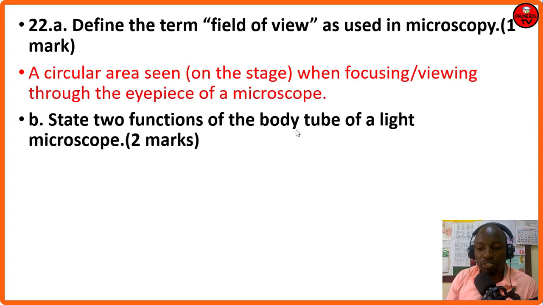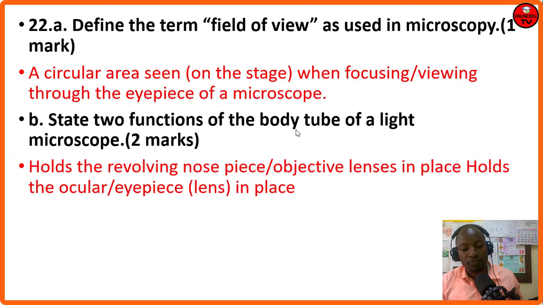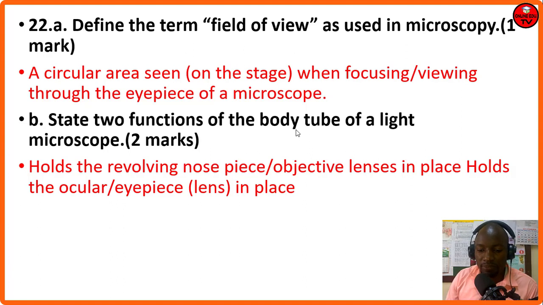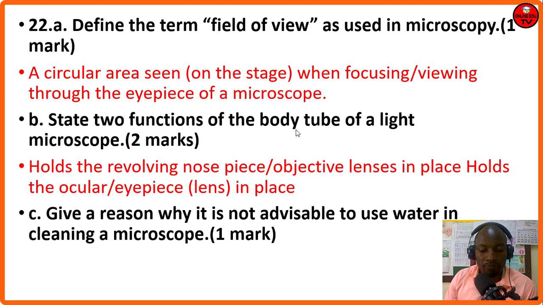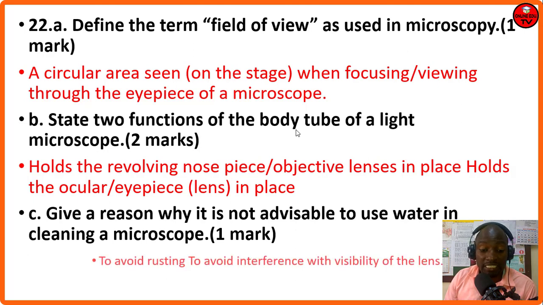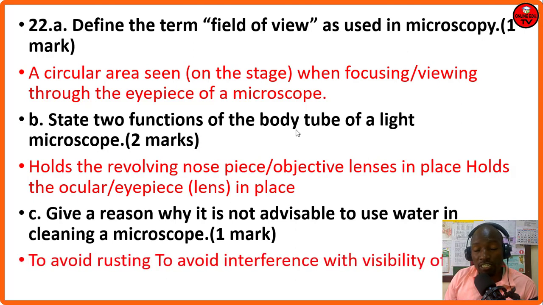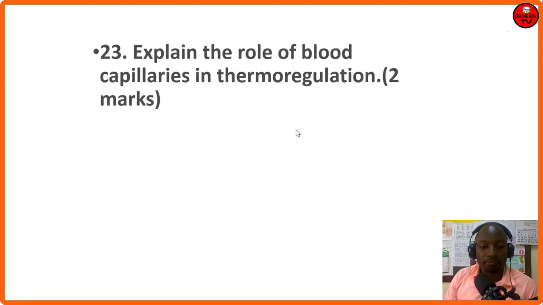State 2 functions of the body tube of a light microscope. Body tube: it holds the revolving nosepiece. It also holds the objective lenses in place and holds the ocular or the eyepiece lens in place. Give a reason why it is not advisable to use water in cleaning a microscope. Now, the problem of water is that water causes rusting, and therefore to avoid rusting and to avoid interfering with visibility of the lenses.